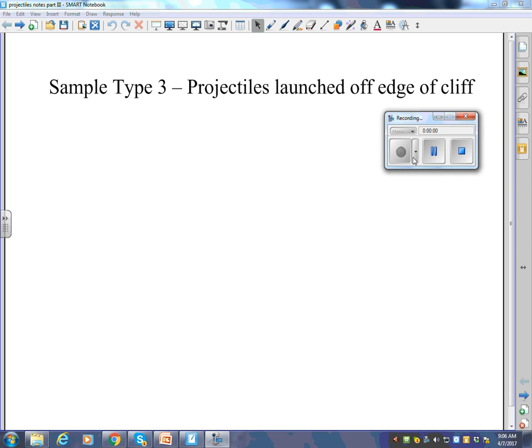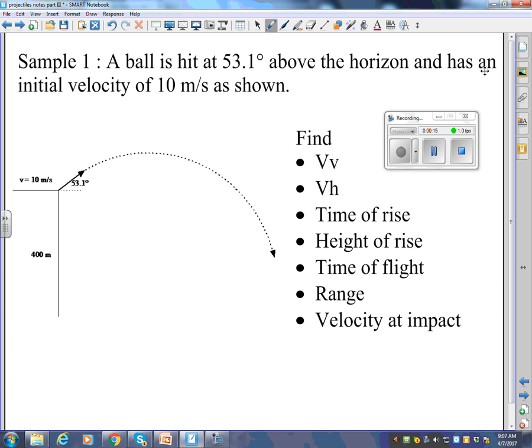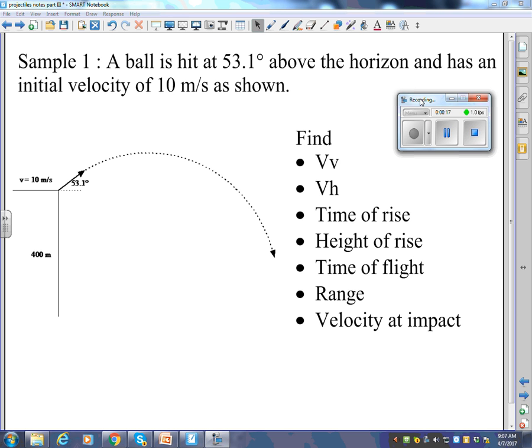All right, so these are, I think it says sample type 3, but that's sort of like the third one. I think, in fact, these are on that chart of different types of questions. I think these are type 7, if I'm not mistaken, right? So, projectiles launched off the edge of a cliff. So I'll give you a minute or so to jot this down.